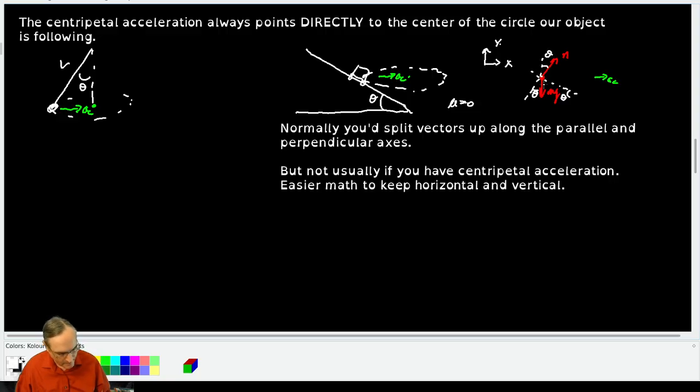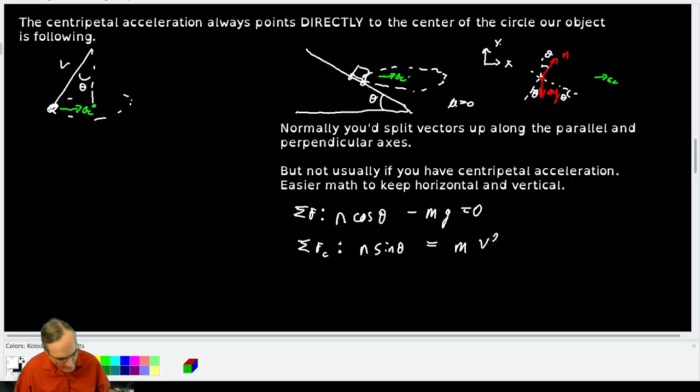So here, you remember how we'd normally split up gravitation based on this angle relative to the opposite of the normal? Well, we can use vertical angles to find the angle of the normal relative to the vertical, and that will let us split the normal up. So there will be an n cosine theta component minus mg equals 0, which is just our normal sum of forces. And there will be a sum of forces along the centripetal direction, where you can see there would be an n sine theta that must be equal to mv squared over r.